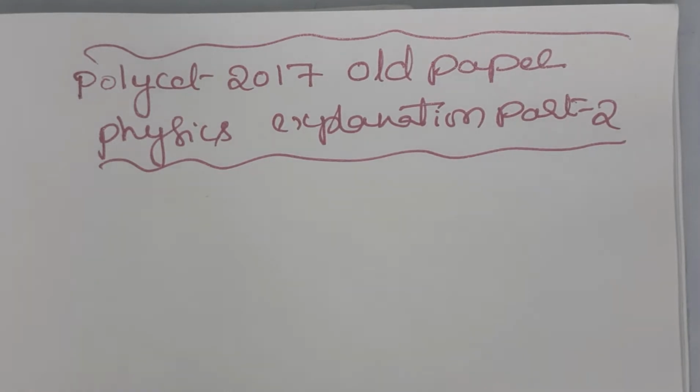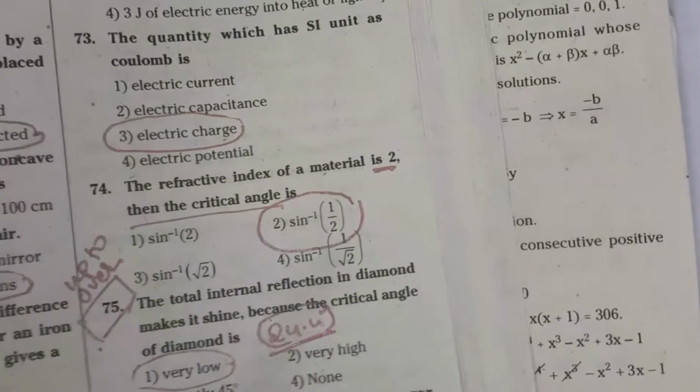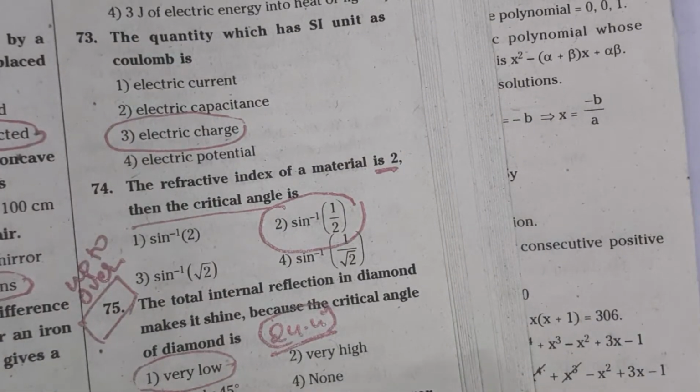2017 Polycet question paper physics explanation, Part 2 video. In the previous video, we explained questions 61 to 75. Now from 75 to 90. So now, the 76th bit, students.